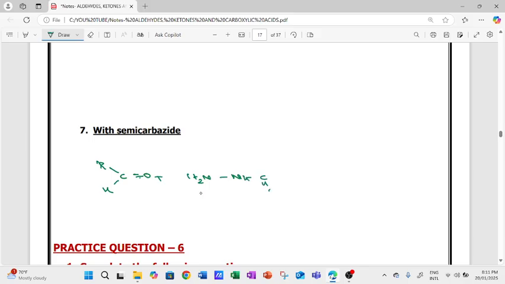NHC double bond O NH2. And then this water is eliminating and we get RCH double bond N, NHC double bond O NH2. This is how we can write it.